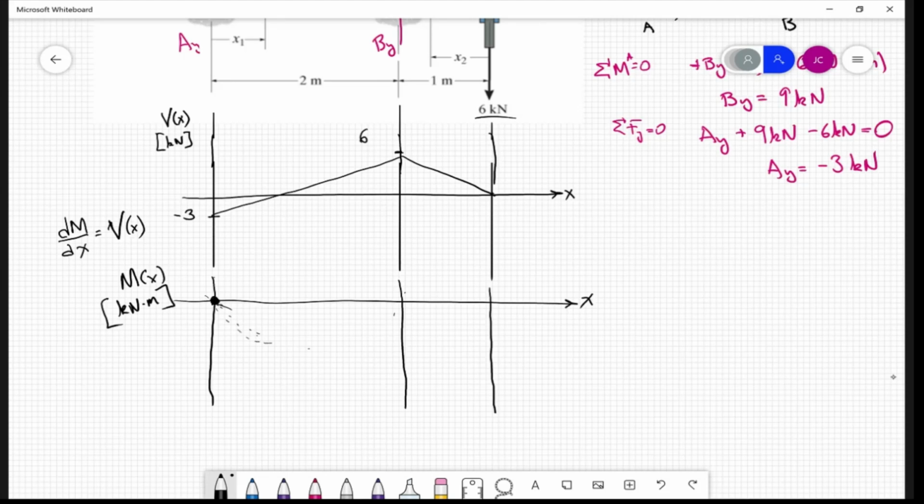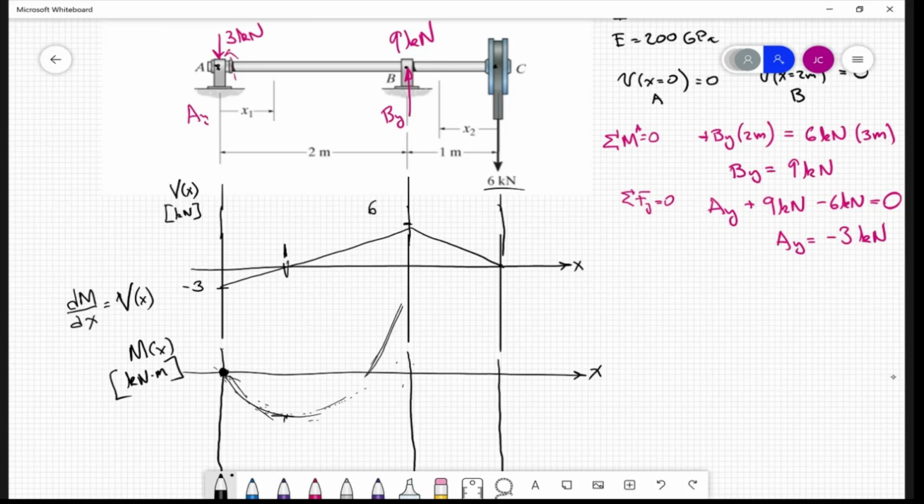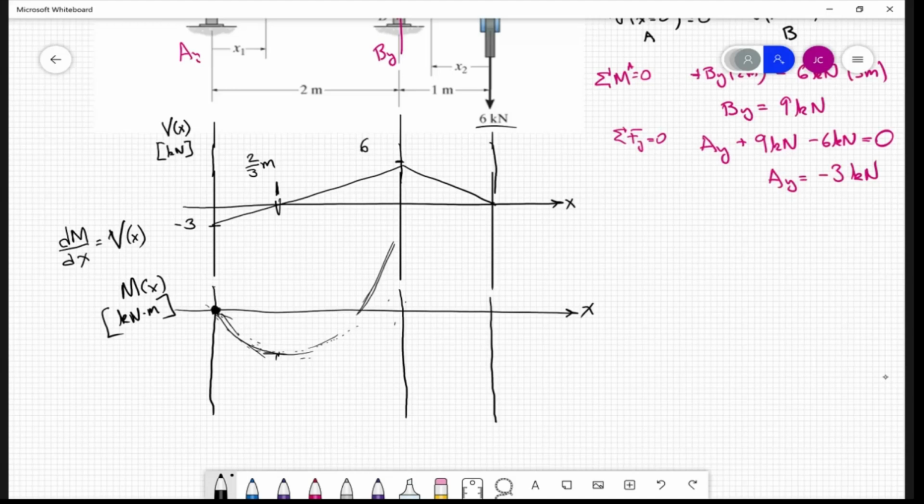Oh, I'm sorry. It's not going to be 0 there. We know that the slope here is 0, so it's going to go like this, or it's going to do something like that. So let's figure out the points. This point here is going to be 1/3 of 2 meters, so this is 2/3 meters. That's right there, and it's going to go to 0 there.